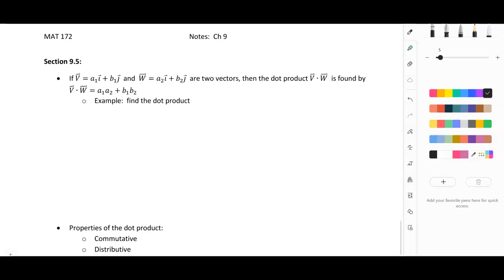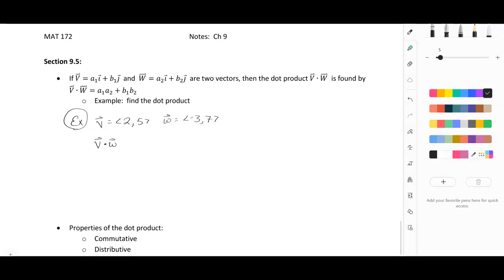So we have vector v written in terms of i and j, and we have vector w written in terms of i and j. If we want to find something called the dot product, what we do is we take this number times this number plus this number times this number. So we multiply the numbers in front of i together plus multiply the numbers in front of j together. Let's look at an example. So suppose we have vector v as 2, 5, and we have vector w as -3, 7. And we want to find the dot product.